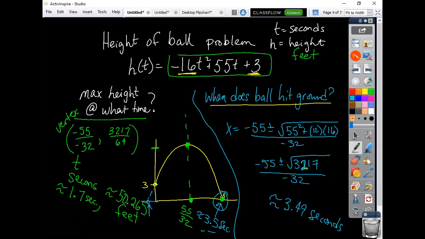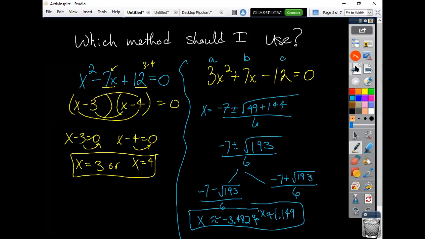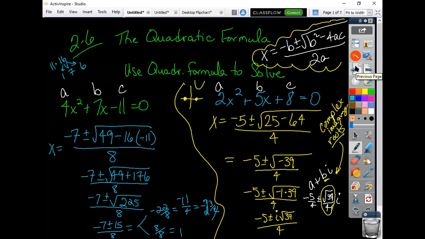And that gives you kind of an overview of quadratic formula. One problem that's an application problem. Lots more that are available on YouTube that I've linked to your Canvas in the modules that you can find. And hopefully that gives you a little bit of idea of what's going on in 2-6, the quadratic formula.